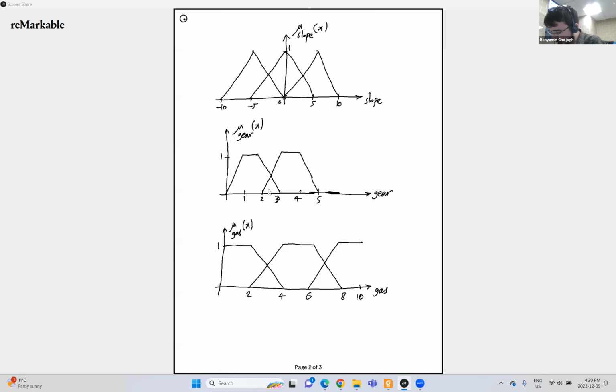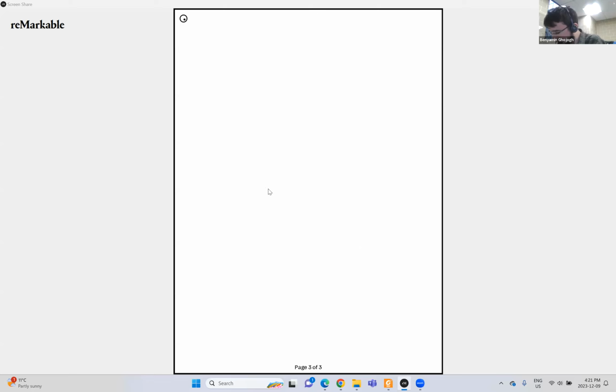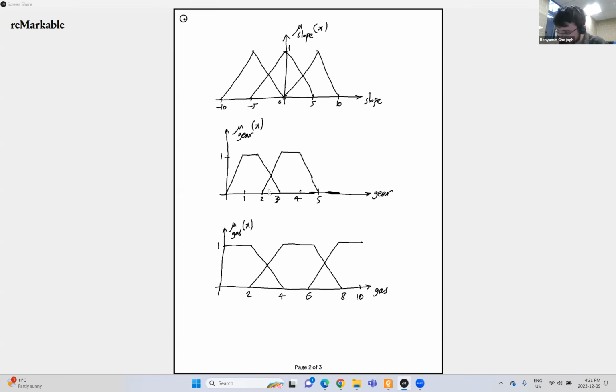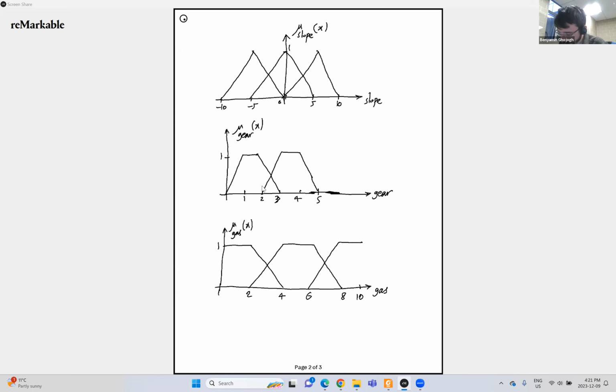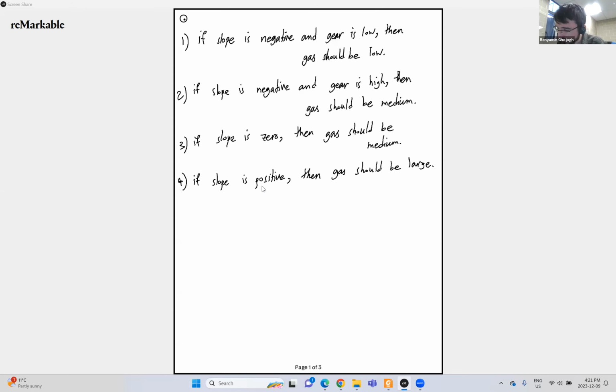Okay, anyways, let's continue. Assume I want to design these within these membership values. Now I'm going to implement this as a Mamdani fuzzy inference system. The first rule: if the slope is negative and gear is low, then gas should be low.